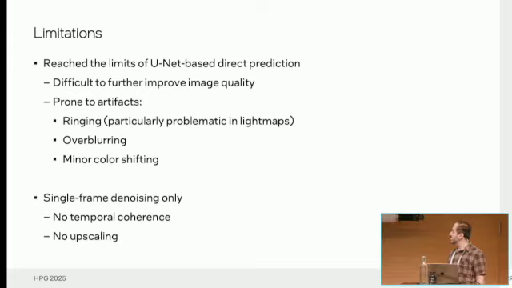Despite these improvements mentioned so far, OpenImage Denoise still has some notable limitations. First, the UNet-based direct prediction architecture is starting to show its age. It's getting increasingly difficult to further improve quality, and this method is also prone, unfortunately, to some artifacts like ringing, which is particularly bad in light maps, for example. It's prone to over-blurring in some cases, and some minor color shifting too. The second major limitation, of course, is that the library still supports only denoising individual frames, which means that it isn't temporally coherent, and it doesn't support any kind of upscaling either, which would be quite useful, for example, in real-time use cases.